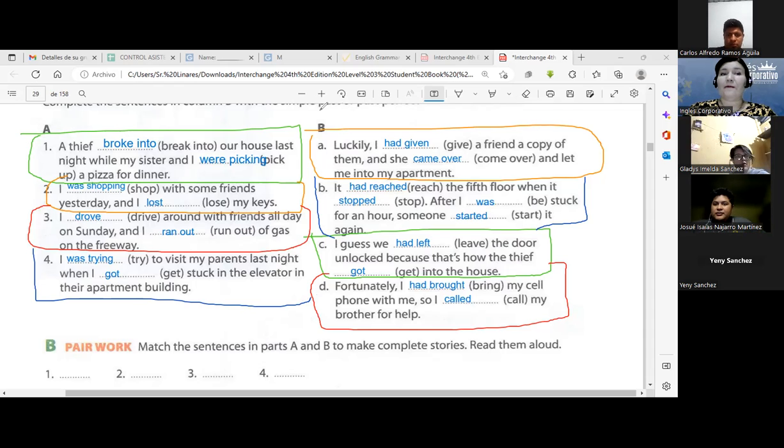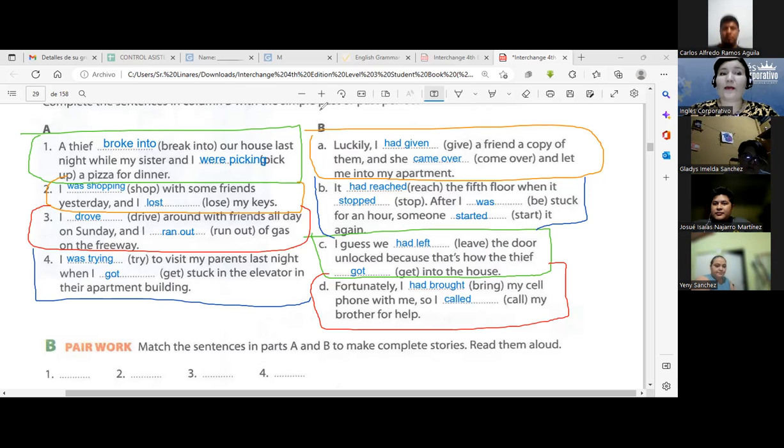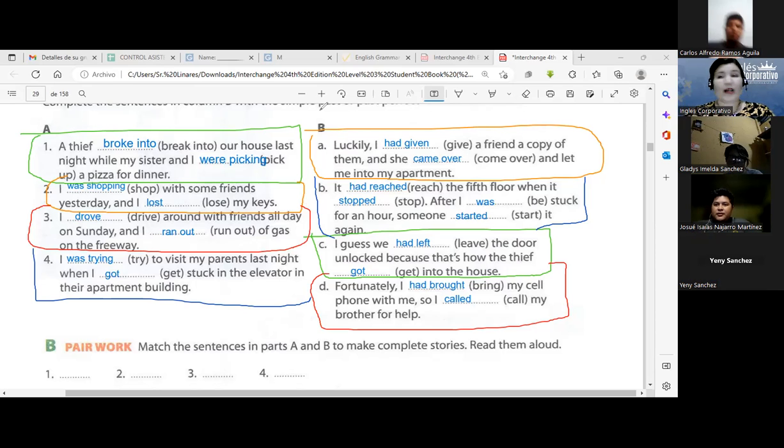So we have to use the pronunciation in our best way, right? A thief broke into our house last night while my sister and I were picking up a pizza for dinner. I guess we had left the door unlocked because that's how the thief got into the house. That's the complete story. Read the complete story for me. Number one, letter C. Everybody, go ahead. Todo, vamos, todo junto. A thief broke into our house last night.